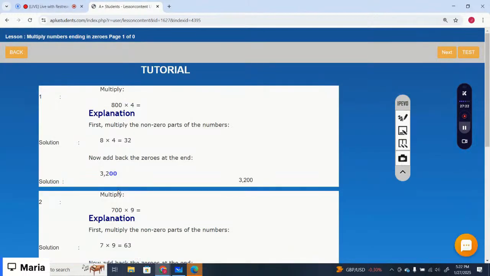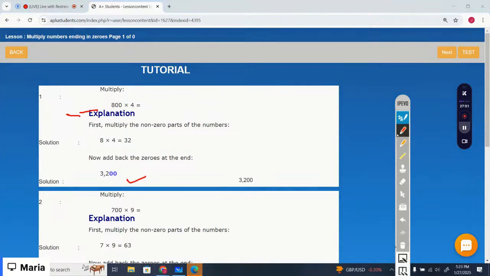So how do we multiply the numbers that have the zero at the end? For example, 800 times 4. You just have to multiply the non-zero part of the numbers and then add the zeros at the end. So just multiply the non-zero values, that are 8 times 4. 8 times 4 is 32. Then you can add the zeros at the end. You have two zeros. So just add the zeros over here. That makes 3200.